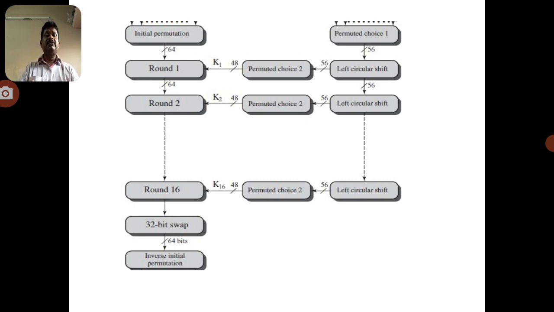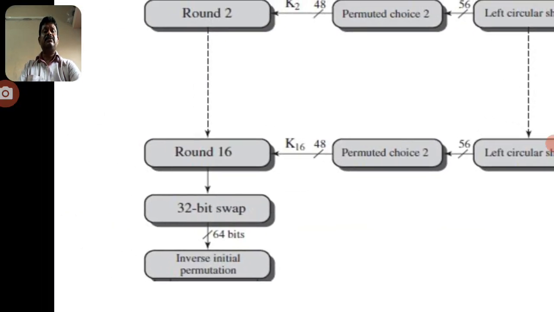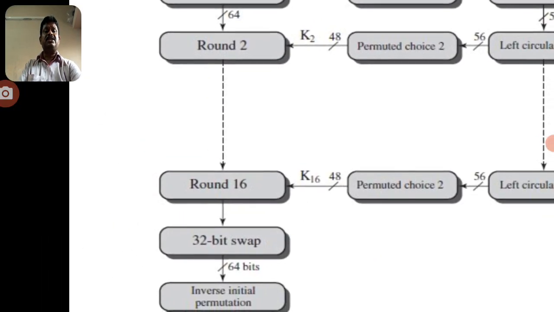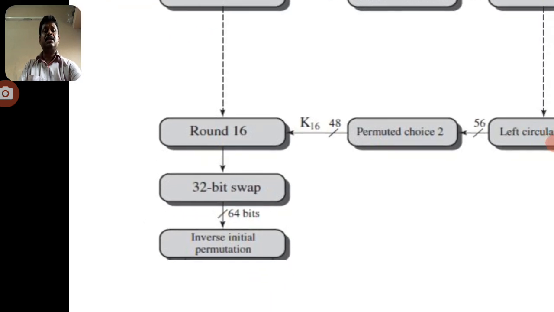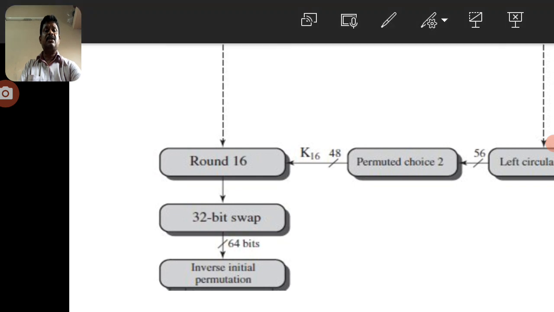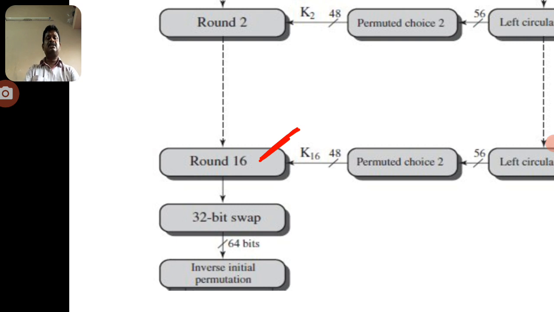The 64-bit output of round 1 is applied to round 2, and again the round 2 output data is applied to round 3, and so on. We continue until the last round, that is the 16th round. Here you can observe 16 rounds are defined. So the total number of rounds of DES is 16 rounds. The last round is the 16th round.